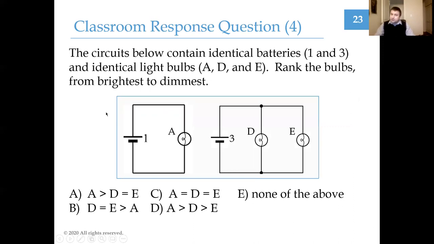So let's ask the same kind of question here. This is a little bit trickier. So I'm going to go ahead and ask you the question here, and then we'll talk about the answer, which may seem a little bit odd. But I want to see what you think sort of a priori.